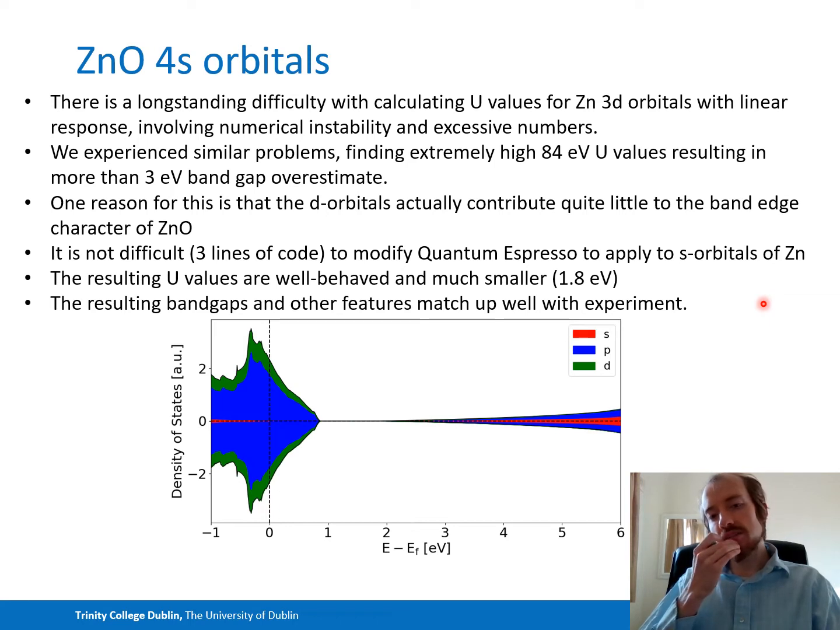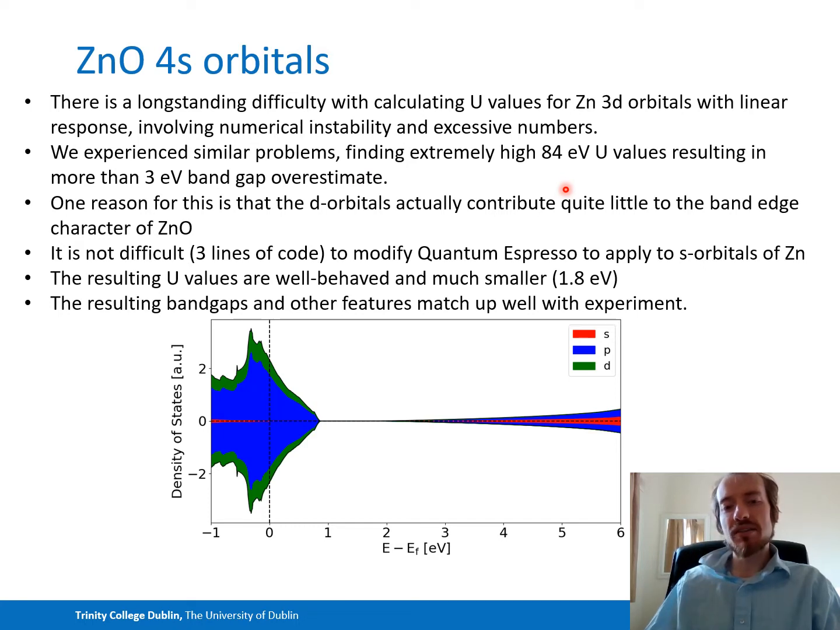Now for zinc oxide, this is a material that a lot of people have had a lot of problems with for linear response calculations. And we encountered similar difficulties. The linear response doesn't seem to work for 3D orbitals of zinc. It blows up. It's either numerically inaccurate or you get huge values. We were sort of able to get a U calculated, but the result was huge U values, which were huge overestimates, 3 eV overestimates, of the band gap.